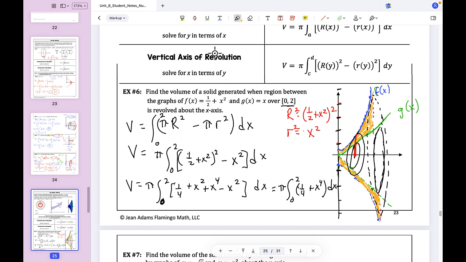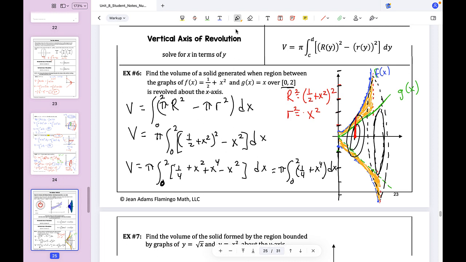Okay, and I'm going to have to see if I can get some space here. It's better to write a little bit smaller. Okay, so the volume will equal pi, and we're going to integrate each of these. So this is going to be 1/4 x plus x to the 5th over 5, and we're going from 0 to 2. And don't lose track of that pi that's outside. I do that all the time, and it's so frustrating.